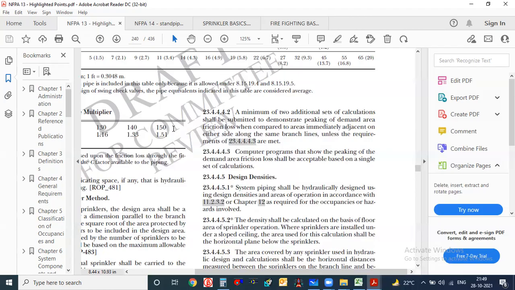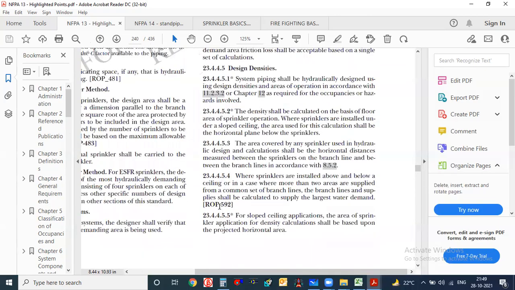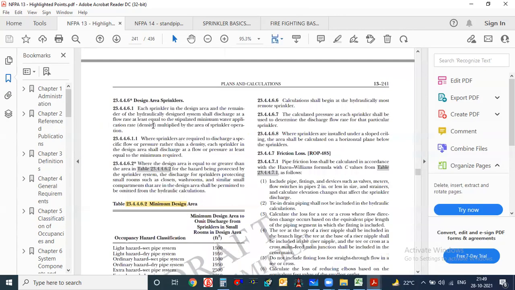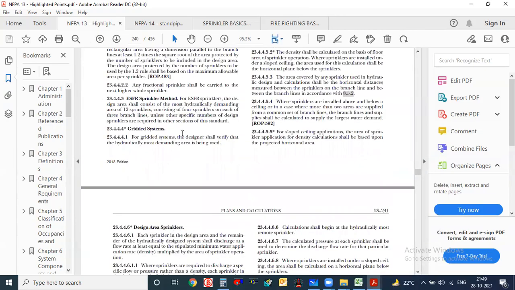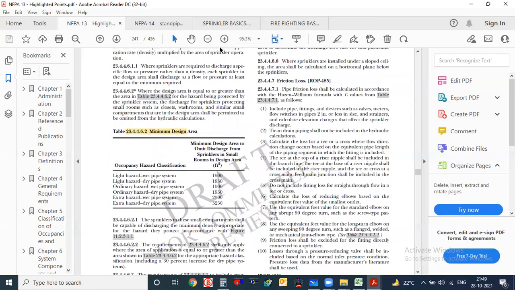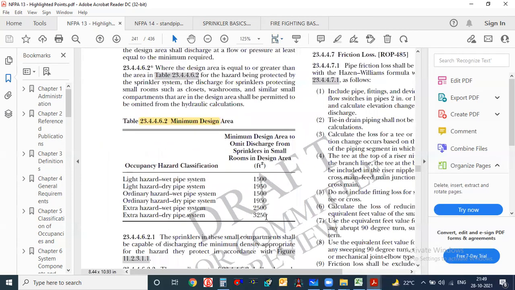Okay, after this they have given design densities. So in the design densities, I think nothing is given. Design area sprinklers. Now this is the most important point here. Next, minimum design area. Now the meaning of this is that this is the minimum design area we have to consider. Suppose, for example, whenever I am designing for light hazard, the minimum area which I have to select is 1500 square feet, and ordinary hazard wet pipe system 1500, extra hazard wet pipe system 2500.